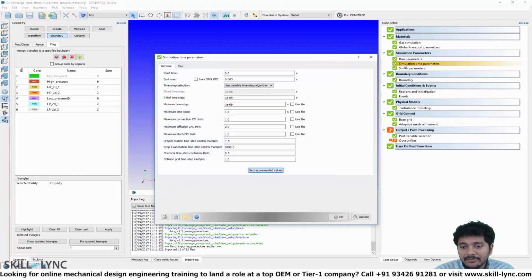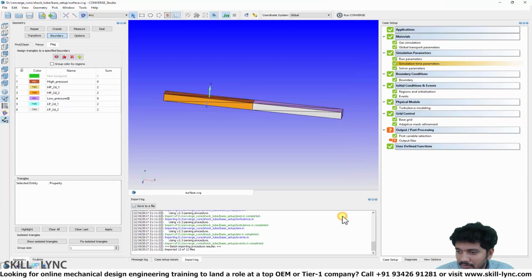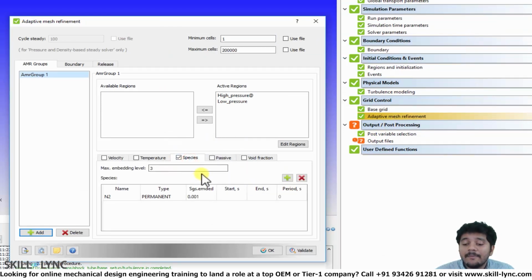Okay, so this is one thing that I want to mention. The other thing is I'm setting this up as a transient simulation, and I'm running it for 0.003 seconds. Okay, so 3 milliseconds. So let me close this. The final thing that I wanted to talk to you about is adaptive mesh refinement. Now in adaptive mesh refinement, I'm basically doing a species-based AMR, and you can just copy the settings that I have here. I'm using nitrogen as my AMR species. Type is permanent, and then the SGS embed level is 0.001.